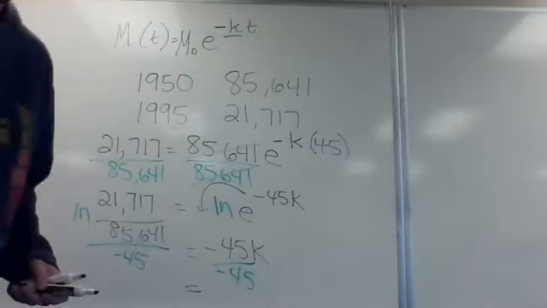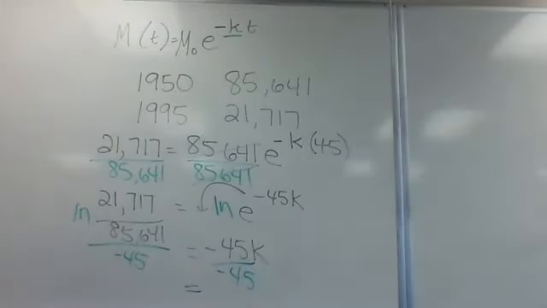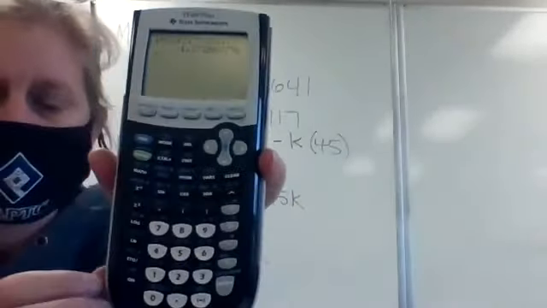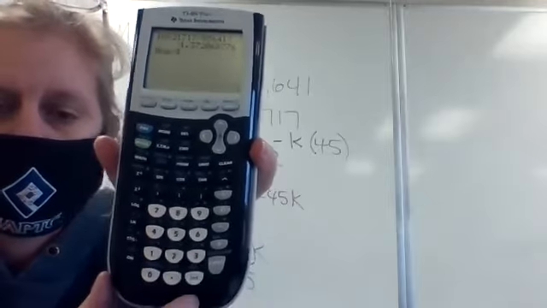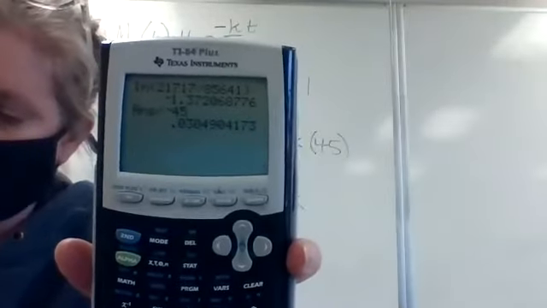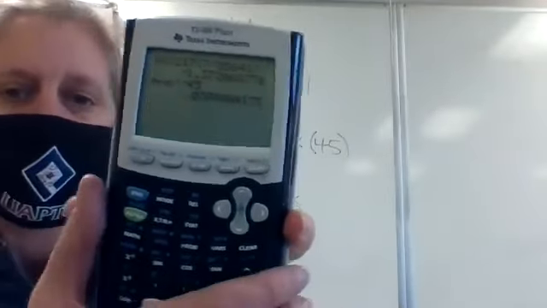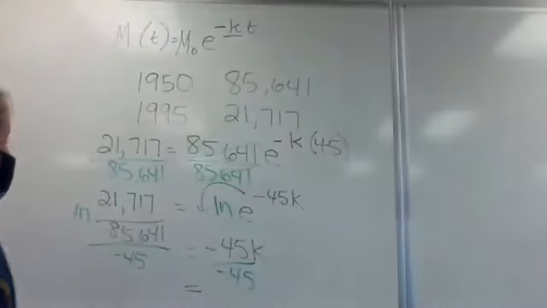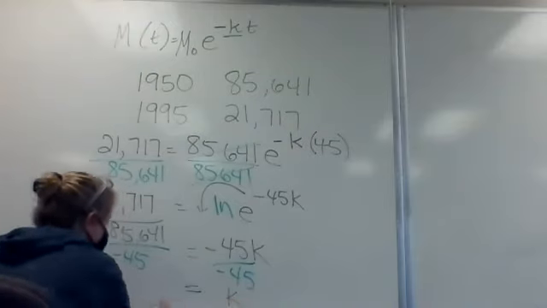So my K, let's see, ln 21,717 divided by 85,641, close it, enter, and then divide that by negative 45. And then enter, and we're rounding. It looks like since it's multiple choice, they all went to 3 places. So 0.030. Okay, now here's where I'm going to kind of disagree with this.